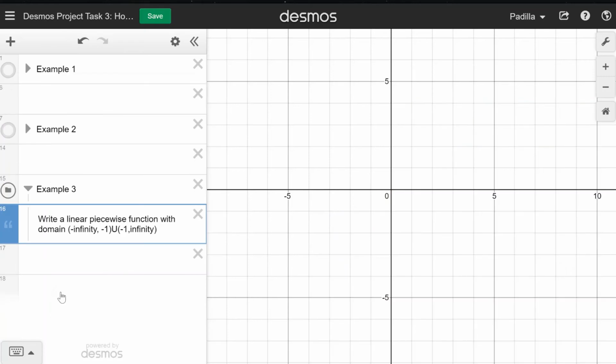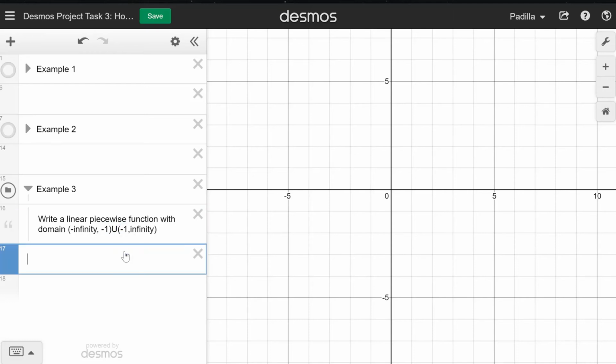For my third example, I simply have to write a linear piecewise function that has this domain from -infinity to -1, excluding -1, and then again from -1 to infinity. So this means that I have to have an infinite domain except for one point here at -1.